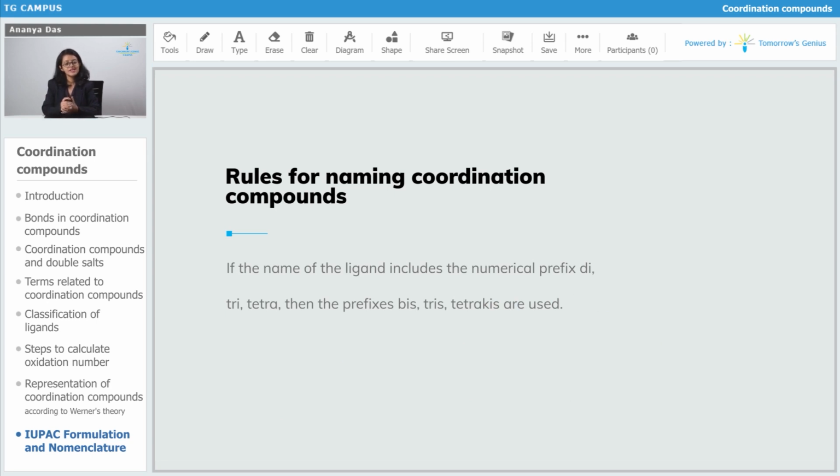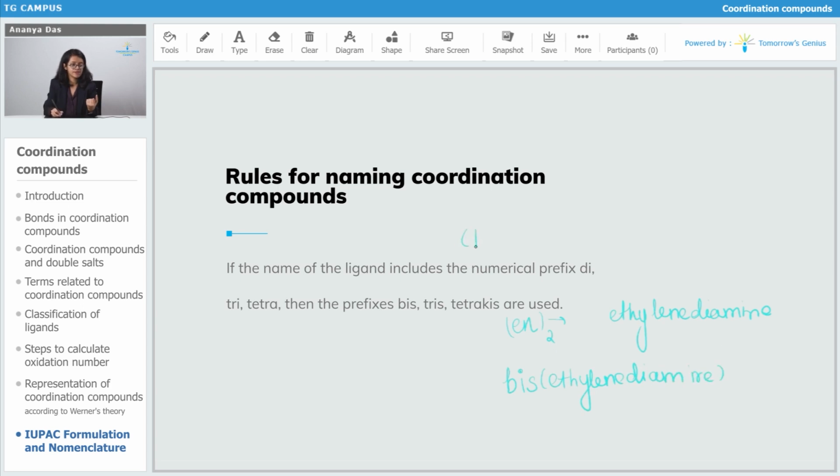Now, if the ligand itself includes the prefix di or tri, then what will you do? Like if I have en, when I'm writing the name, I'll write ethylenediamine. If I write diethylenediamine for two, that does not sound good. So instead of writing di here, I'll write bis. So it will be bisethylenediamine if there are two ens.